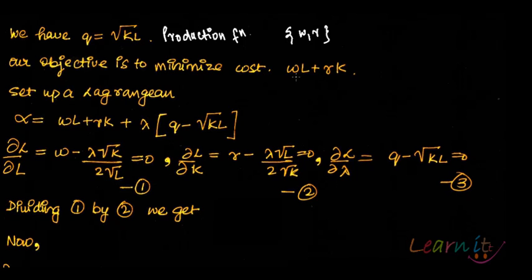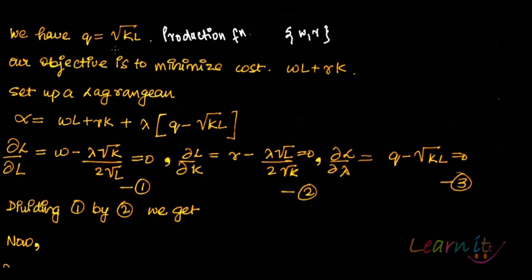I'm using L units of labor, so what is the total cost of labor? WL. I'm using K units of capital, and R is the rate per unit of capital, so it is RK. So WL plus RK is the total cost which I have. Now my objective is to minimize this cost subject to the production which I have.